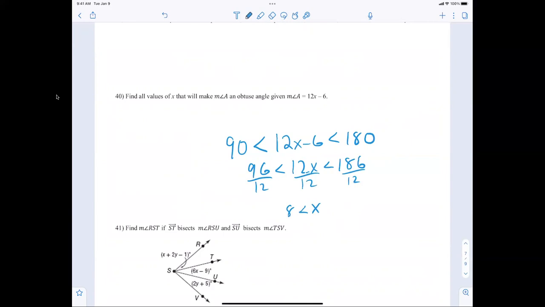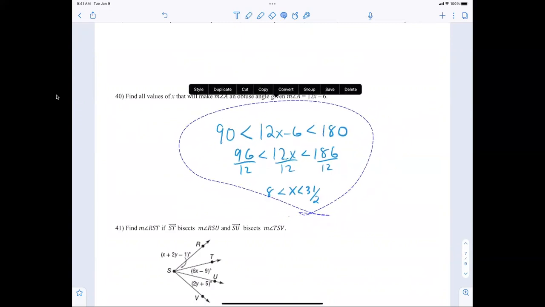So what is that? What does that reduce to? By 6, right? 31 halves. Right? X is somewhere between 8 and 31 halves. Bless you. Yes. Everybody's good with that? All right, that was a good problem right there. 41.